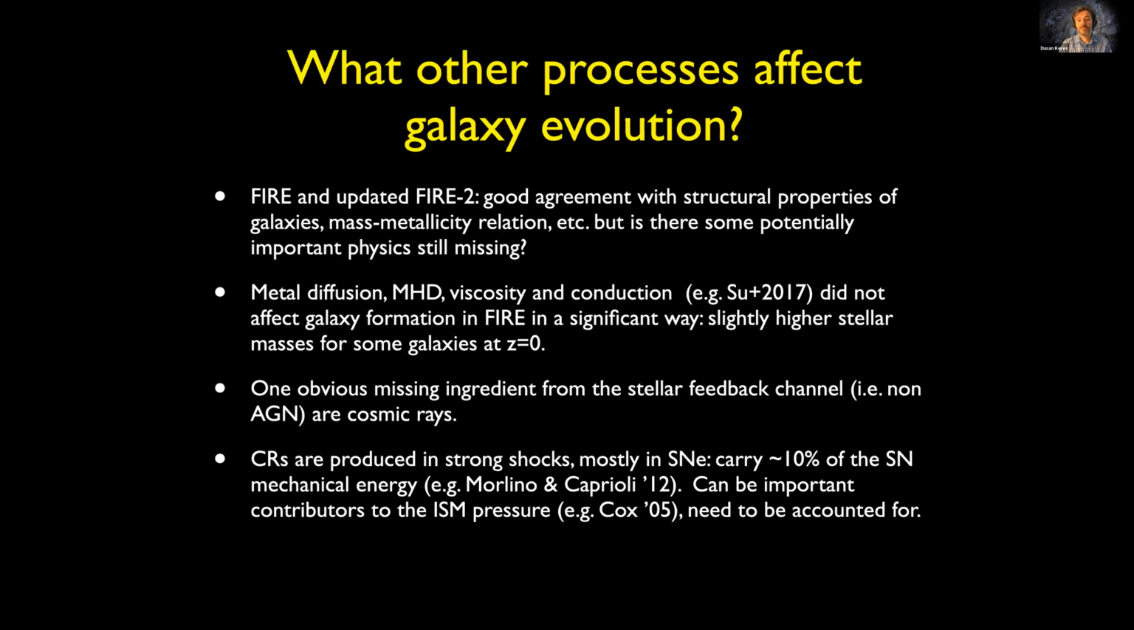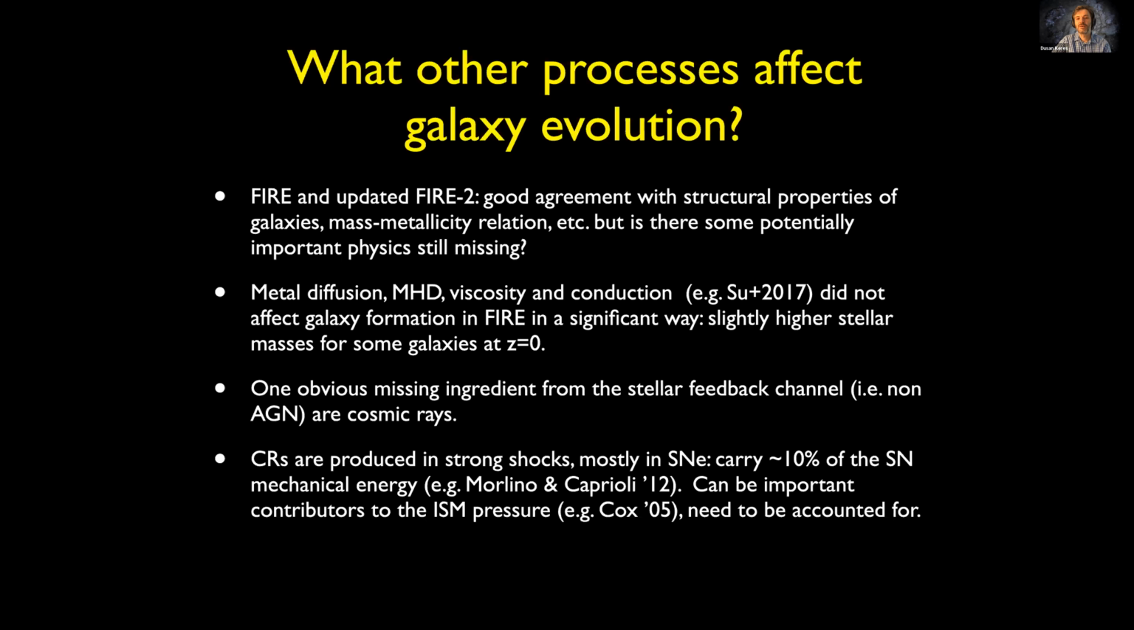There was potential that maybe this is governed by AGN because we're going to L-star galaxies, but we also knew that one important component of the interstellar medium was missing, and that's cosmic rays. We know that cosmic rays are produced in strong shocks, and you heard a couple of talks about them in this conference. Most of the energy density of cosmic rays in the ISM is most likely produced on supernova shocks. They carry about 10% of supernova mechanical energy and can be important contributors to interstellar medium pressure.